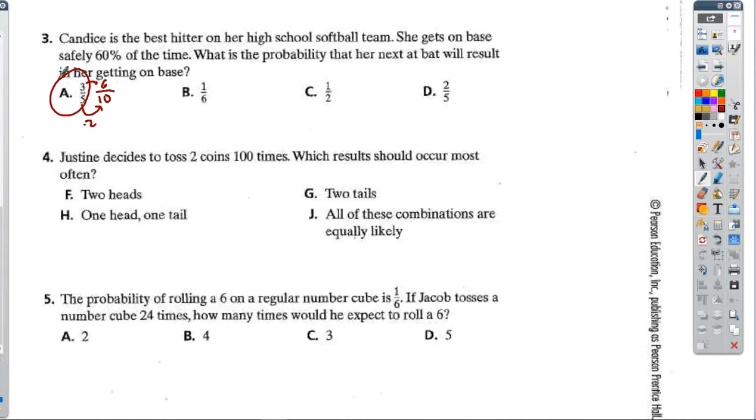Justine decides to toss 2 coins 100 times. I don't recommend doing that. Which result should occur most often?